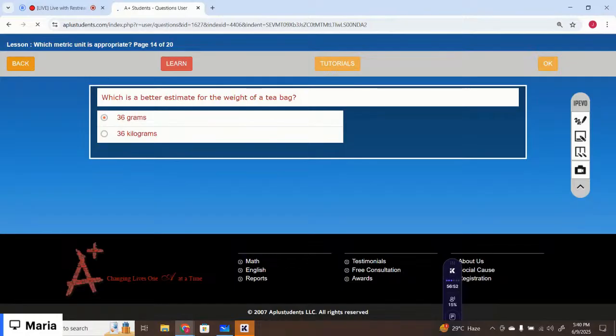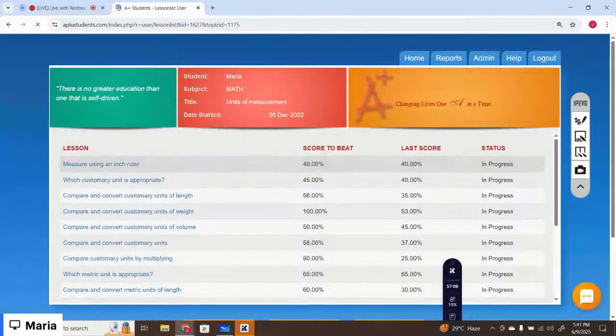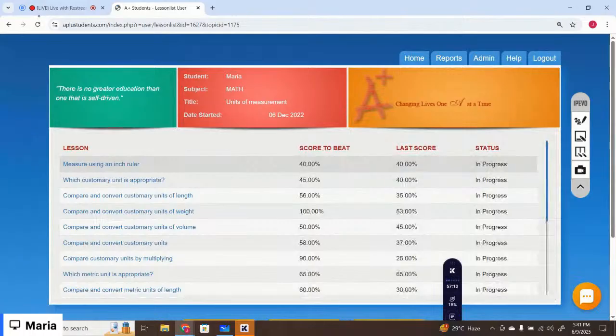Okay, you can complete the lesson by yourself. So we were working on grade 4 math. The chapter we were working on is compare and convert customary units of volume, compare customary units by multiplying, and which metric unit is appropriate.